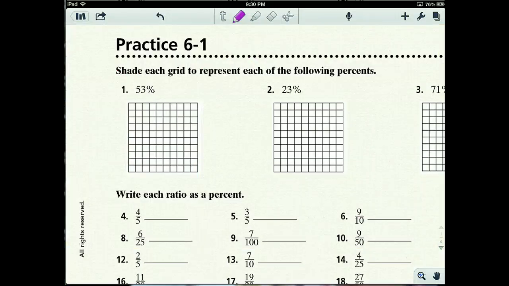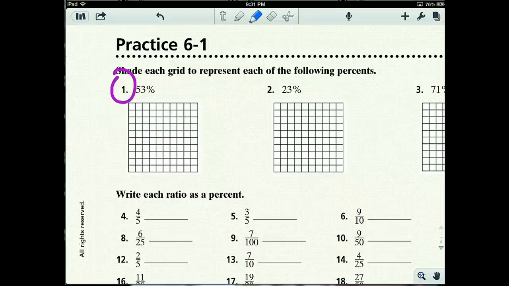Okay guys, now I want you to try this on your own to see if you can get this right. So go ahead and pause the video. I want you to try question number 1. You're going to shade in 53%. And so go ahead and pause, and I'm going to show you the answer after. So try it yourselves, and then go ahead and continue with the video to see if you got the right answer. Okay, you should have tried it by yourselves. I'm going to show you what it should have looked like.